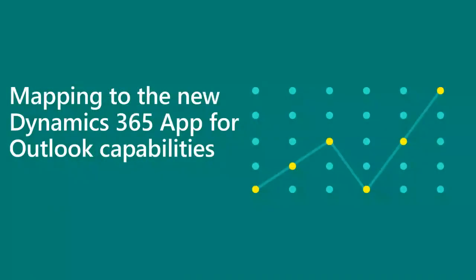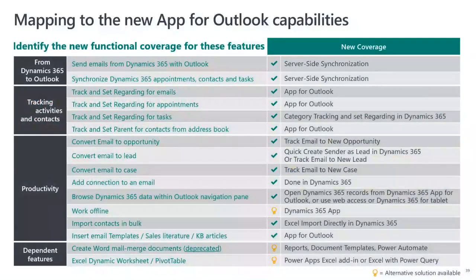Then do a mapping between the old command-in capabilities and the new app for Outlook capabilities or alternative solution. So if you were using the Dynamics 365 for Outlook command-in to synchronize appointments, contacts, and tasks, and to send emails, the new coverage for this is server-side synchronization. This will also allow users to synchronize data between Dynamics 365 and Outlook without having to open up Outlook and doing the synchronization from their client machine. This will be done server to server from Exchange to Dynamics 365.